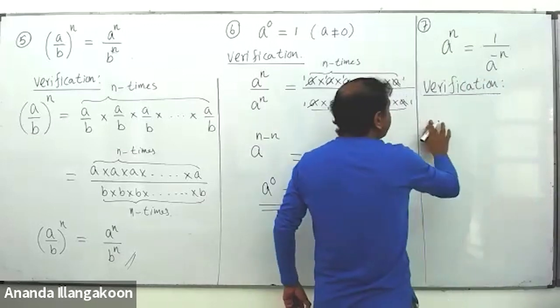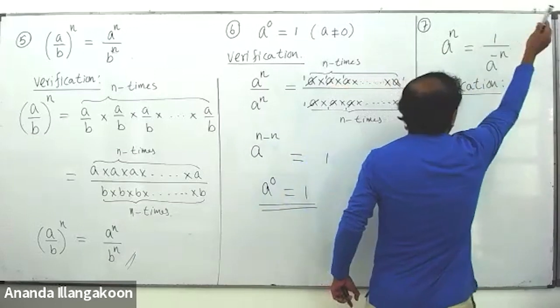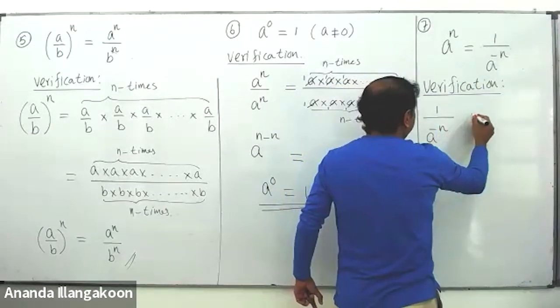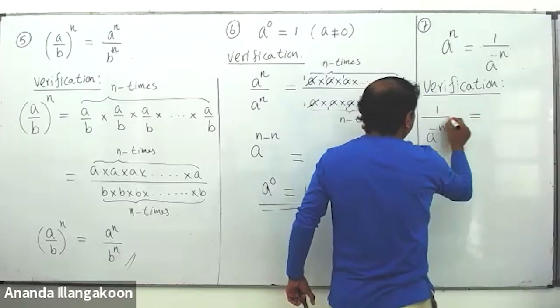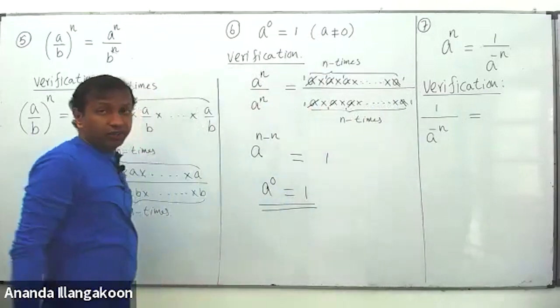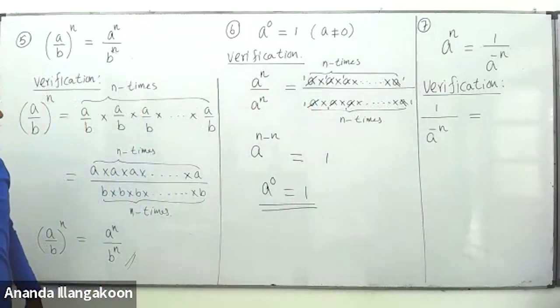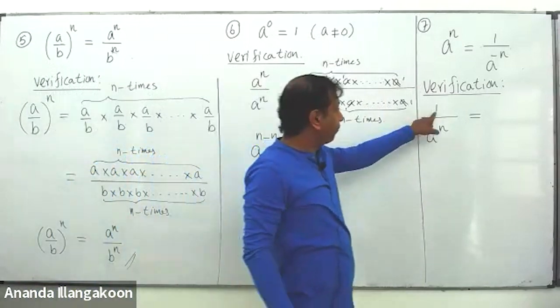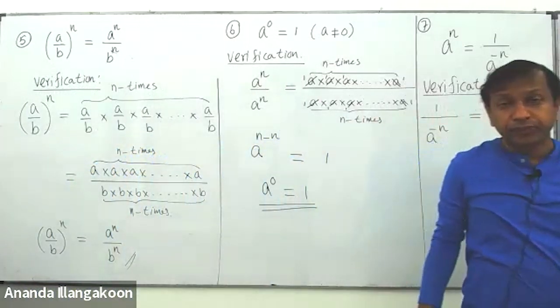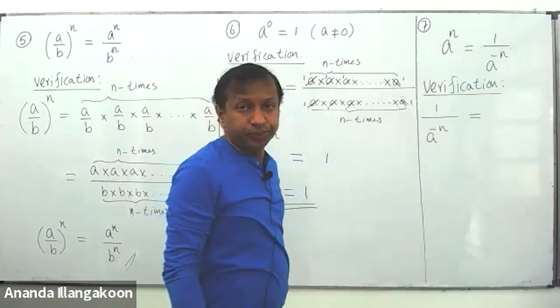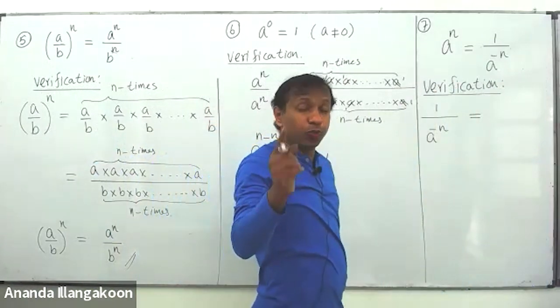This time I'm going to start from the right hand side: 1 upon a to the power minus n. This 1, I can write as a to the power 0. Why? We proved a to the power 0 equals 1.